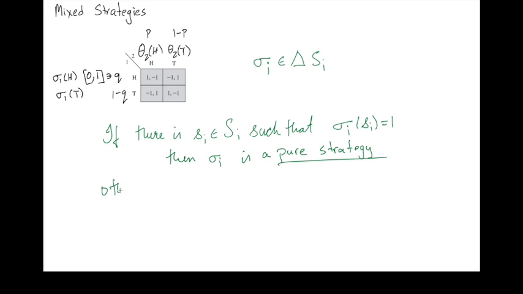Otherwise, sigma i is a mixed strategy. Because player i, in this case, would be mixing between multiple strategies in the set Si. There would be more than one strategy in capital Si that is played with positive probability by player i. So we call that a mixed strategy.